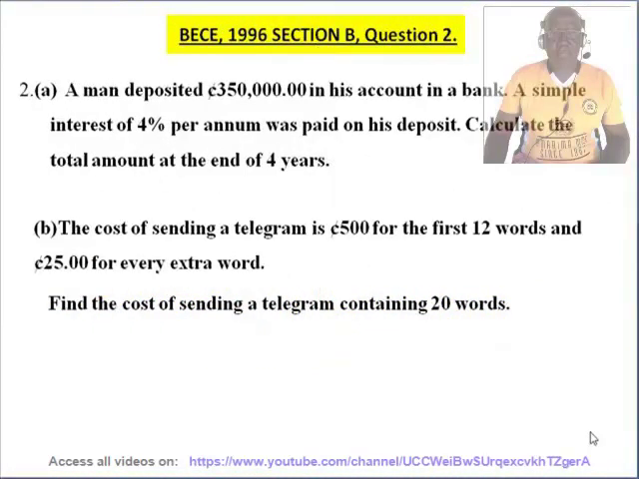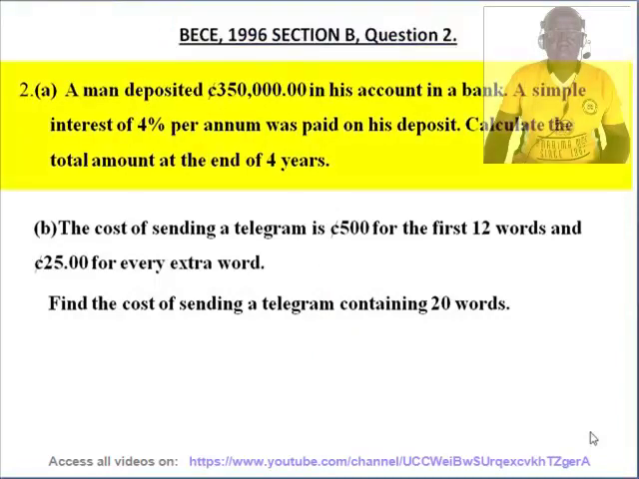BECE, 1996, Section B, Question 2. 2A. A man deposited 350,000 cedis in his account in a bank. A simple interest of 4% per annum was paid on his deposit. Calculate the total amount at the end of 4 years.